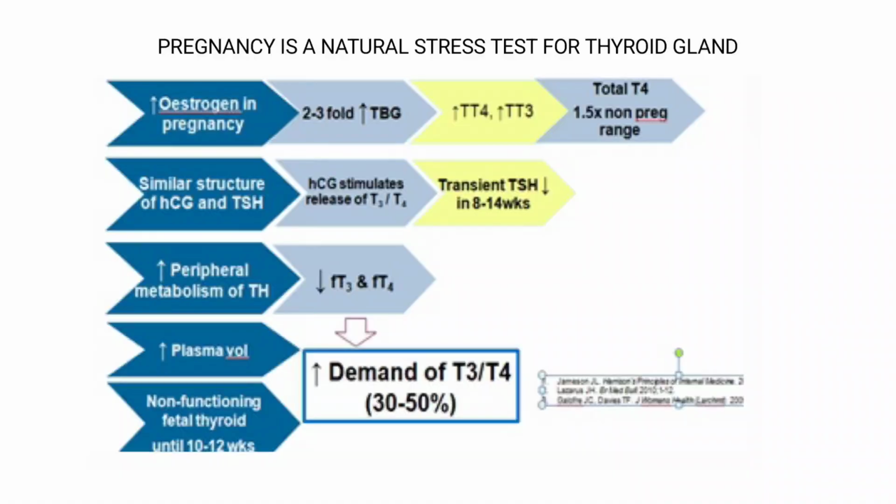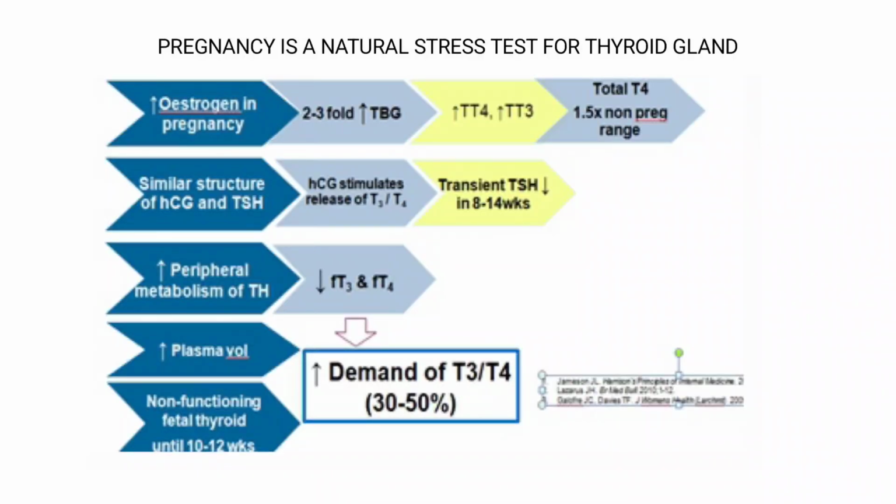So this is the chart. Why is thyroid binding globulin increasing in pregnancy? Because in pregnancy there is an increase in the estrogen levels. This estrogen increases the hepatic production of thyroid binding globulin, a 2 to 3 fold increase in production, and because this thyroid binding globulin binds to free T3 and free T4, the total T3 and T4 levels are high, and the total T4 is 1.5 times the non-pregnant range.